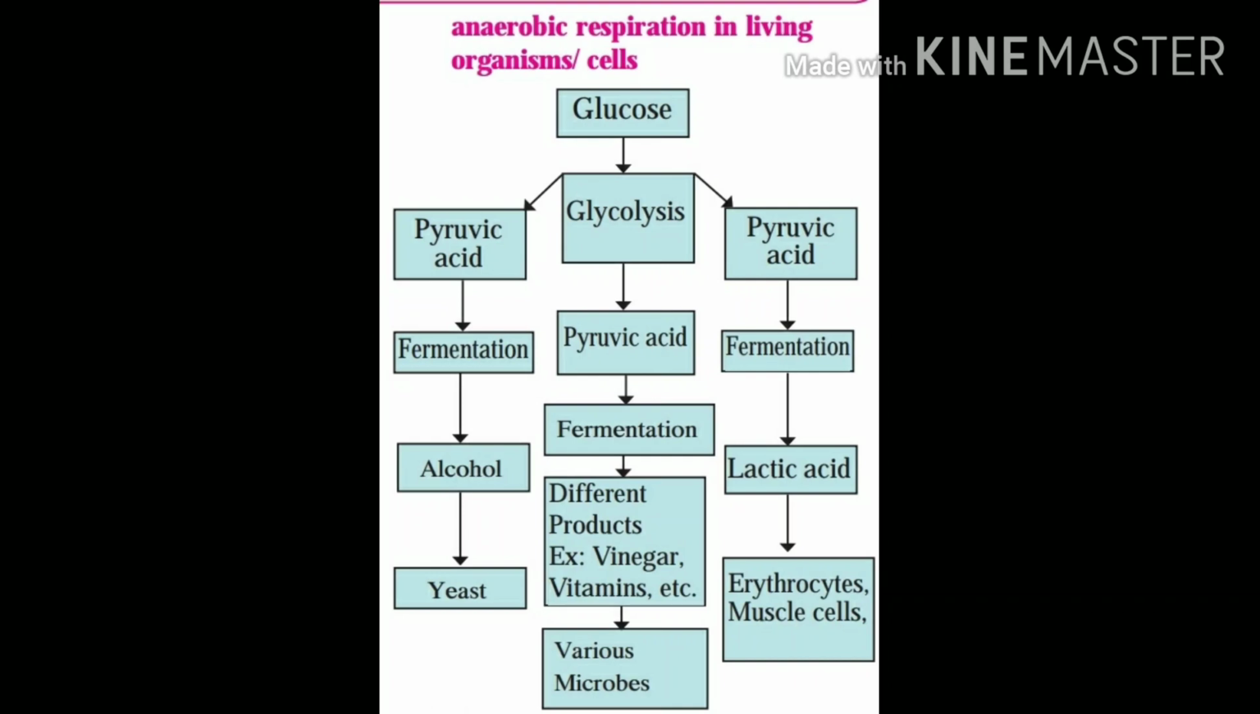See the chart. In the chart, pyruvic acid is converted into vinegar and vitamins through fermentation in the middle stage. In the side stage, the pyruvic acid is converted into alcohol through yeast, and in the right side stage, pyruvic acid is converted into lactic acid through fermentation in the muscle cells during anaerobic respiration.